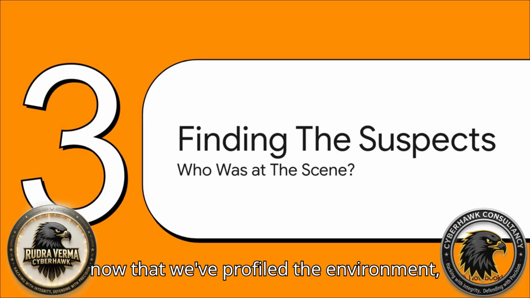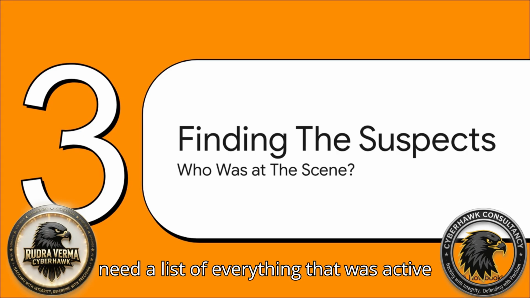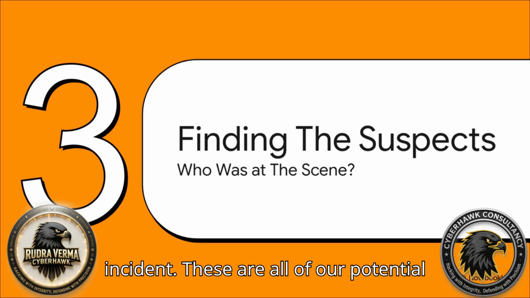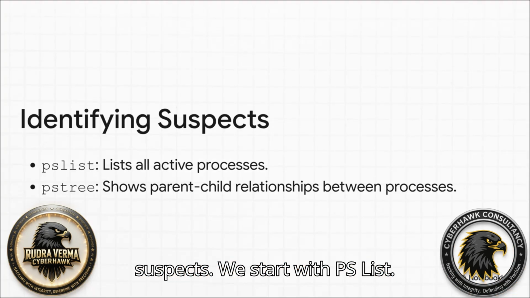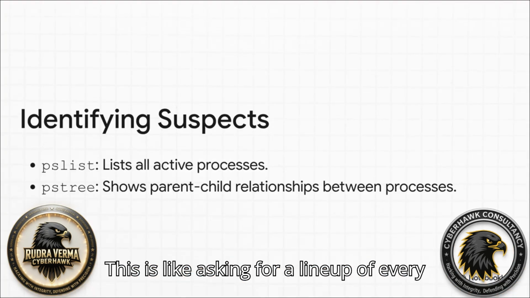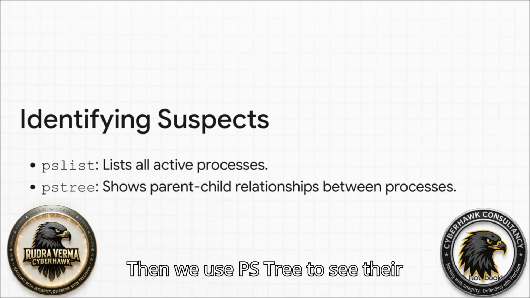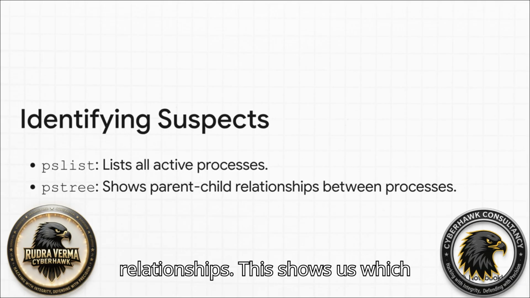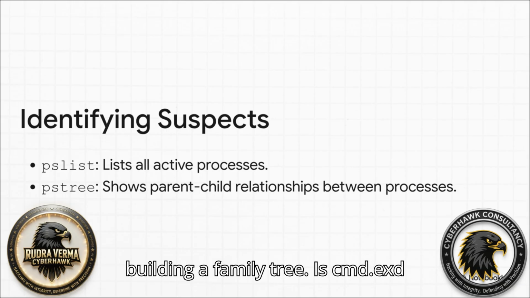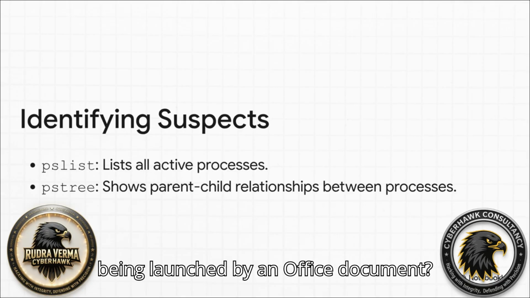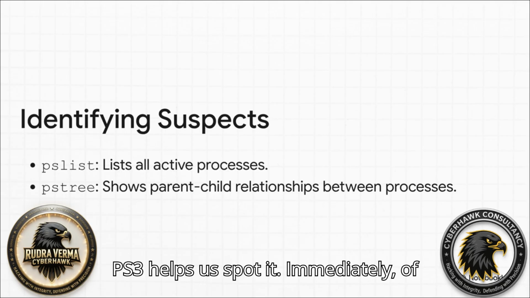Okay, now that we've profiled the environment, we can move from the where to the who. We need a list of everything that was active on this system at the time of the incident. These are all of our potential suspects. We start with pslist. This is like asking for a lineup of every single program running on the machine. Then we use pstree to see their relationships. This shows us which process launched another, kind of like building a family tree. Is cmd.exe being launched by an Office document? Well, that's incredibly suspicious, and pstree helps us spot it immediately.